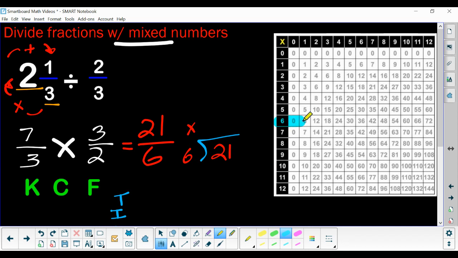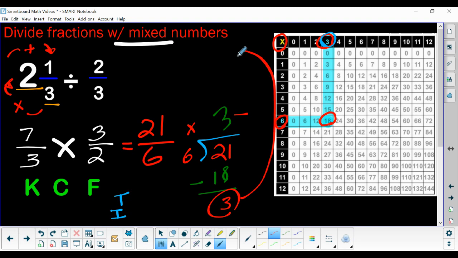So you're going to go to 6 and go all the way to 21. Oh, you don't want to go past 21. So 18 is a cutoff using 3. So 6 times 3 gives me 18. So now let's apply that. 6 times 3 gives me 18. I subtract, you end up with 3. So 3 goes here now, and 6 goes here at the bottom.